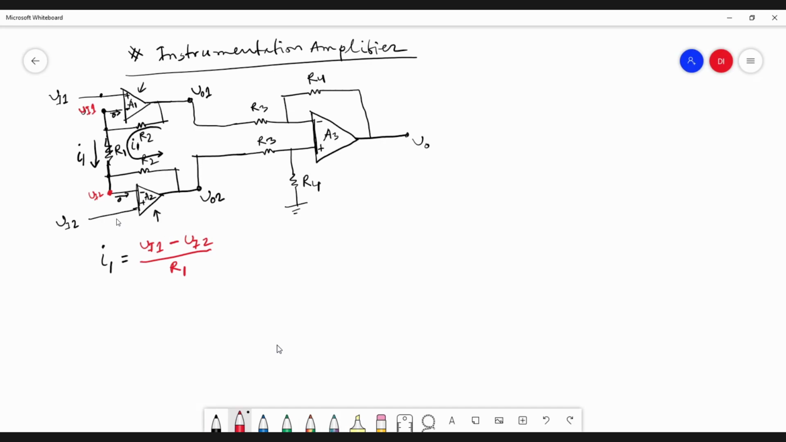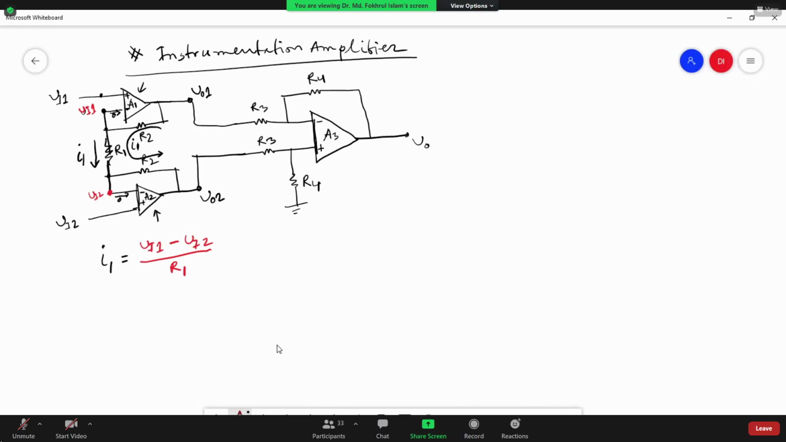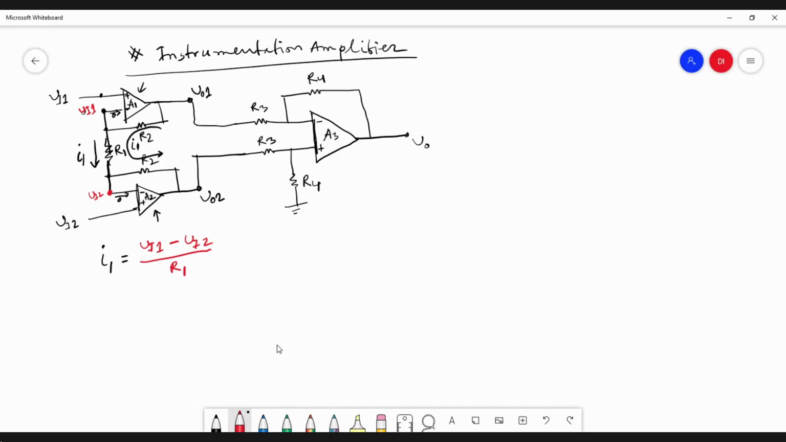Simply we consider the virtual short concept. This node voltage is the input voltage VI1, and this node voltage is the input voltage VI2. So I1 is the current passing through the R1 resistor, and the voltage difference between these two nodes is VI1 minus VI2 divided by R1. The same current flows through both R2 resistors. Then we can consider a loop from here to here.